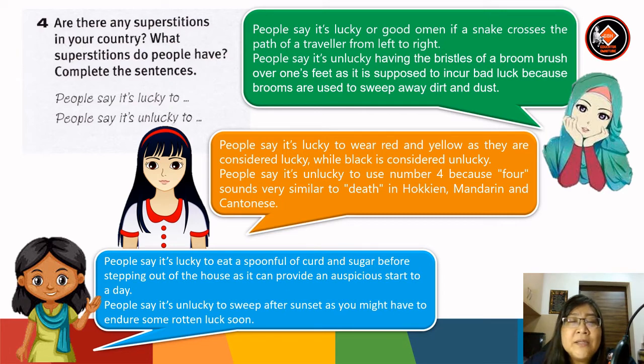And another opinion, people say it's lucky to wear red and yellow as they are considered lucky, while black is considered unlucky. People say it's unlucky to use number 4 because 4 sounds very familiar to death in Hokkien, Mandarin or Cantonese.